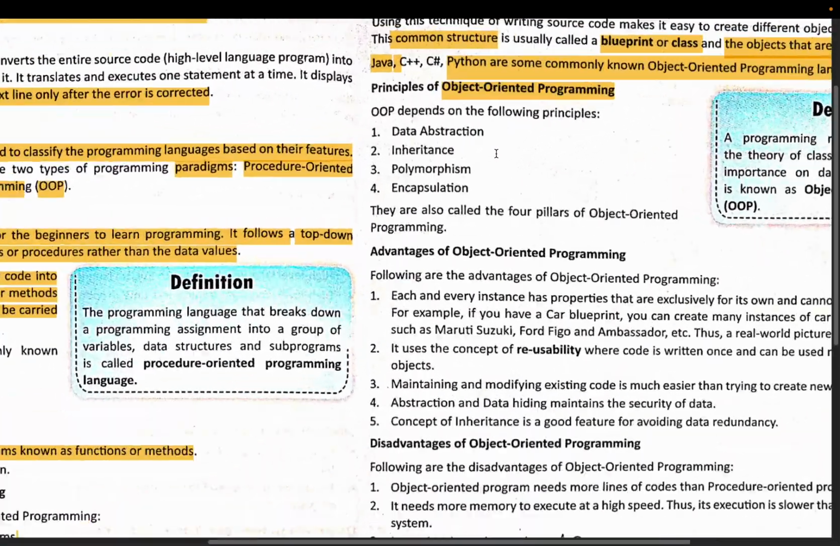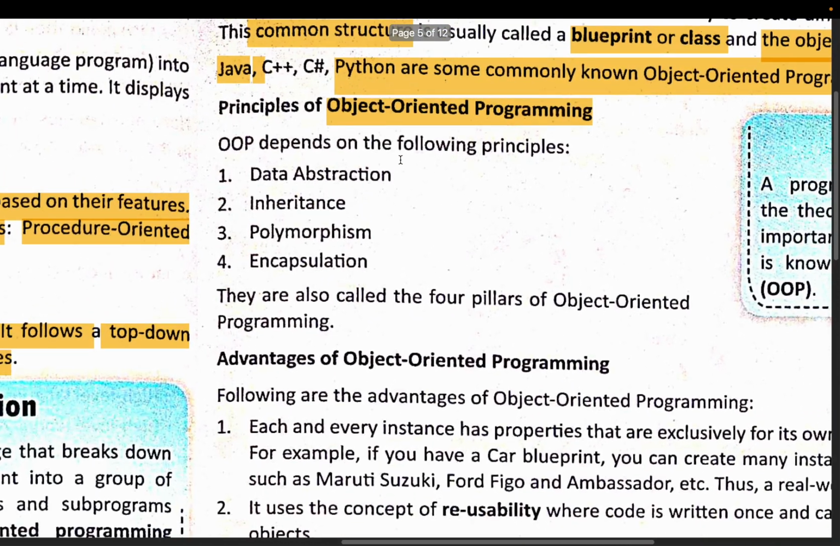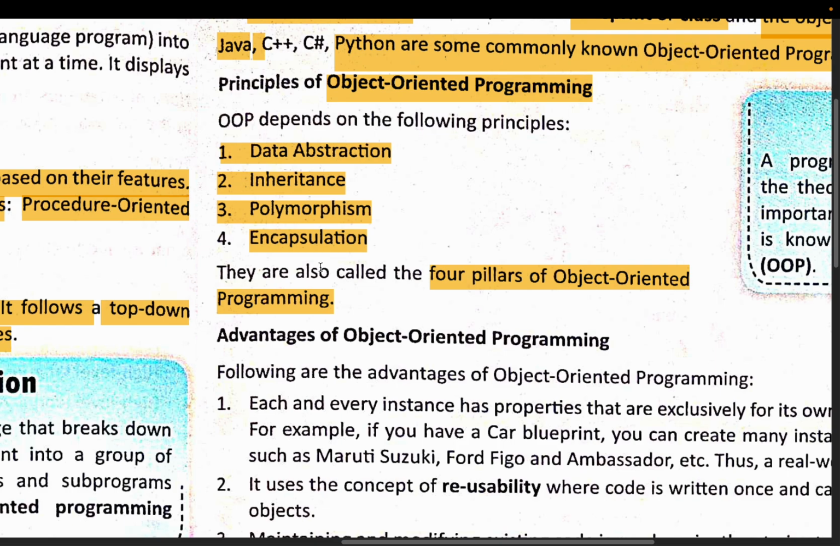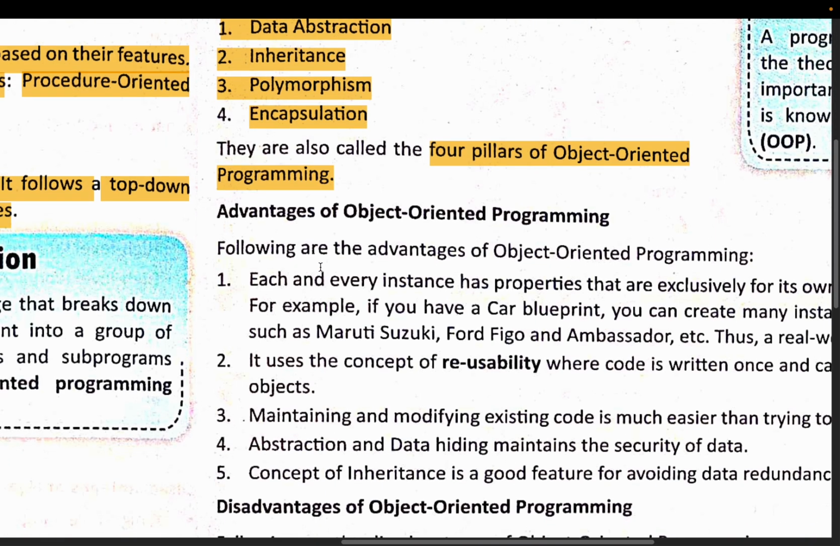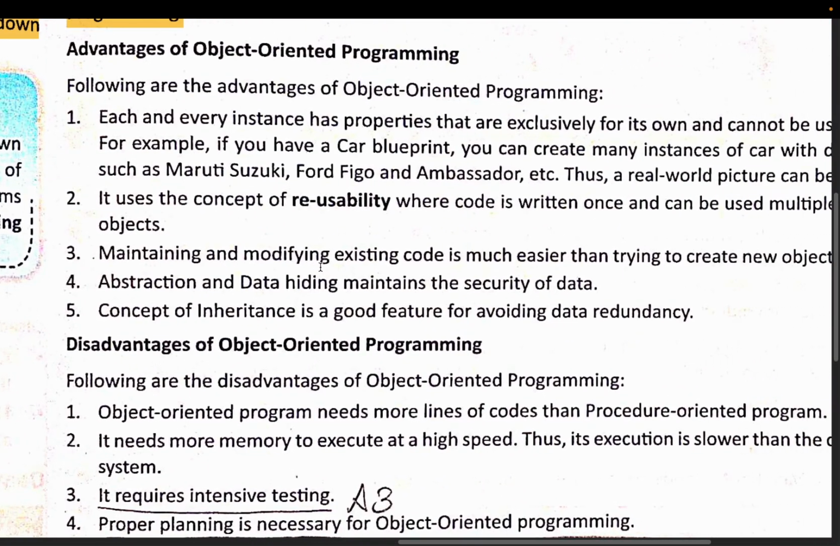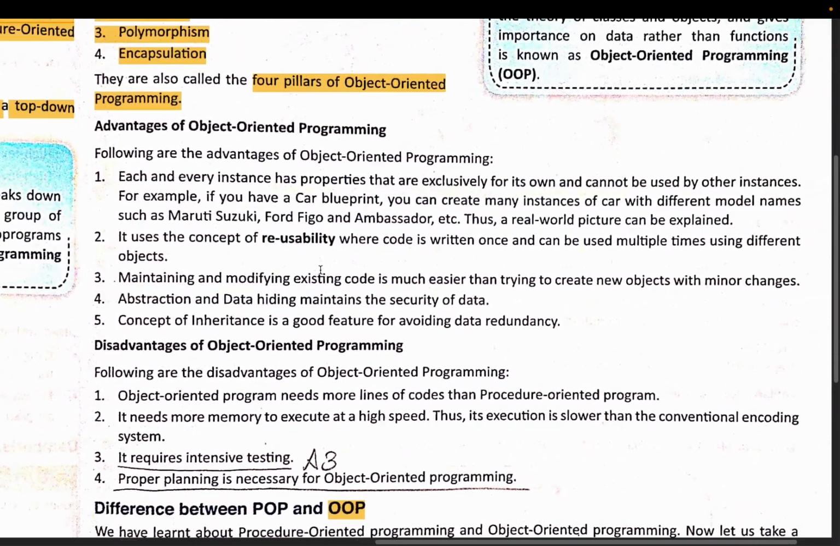In the principles of object-oriented programming, we have data abstraction, inheritance, polymorphism, encapsulation. These are the four pillars of object-oriented programming. Just remember this as of now. We will come to this later when we study it in detail. Okay. Then we have advantages of object-oriented programming.